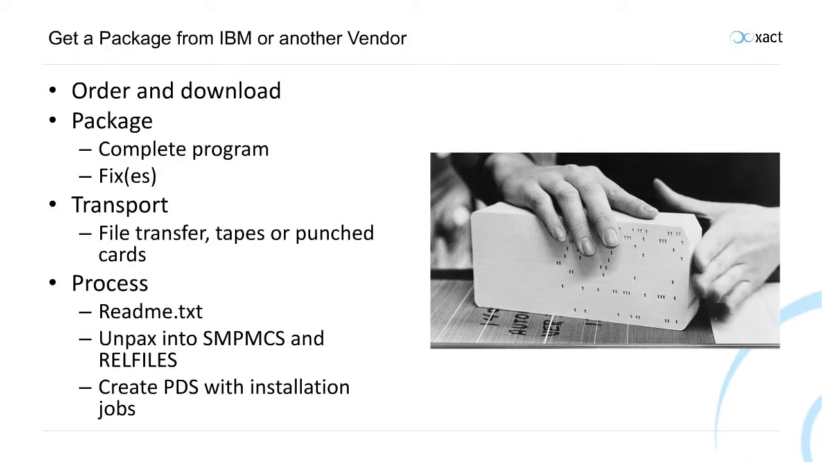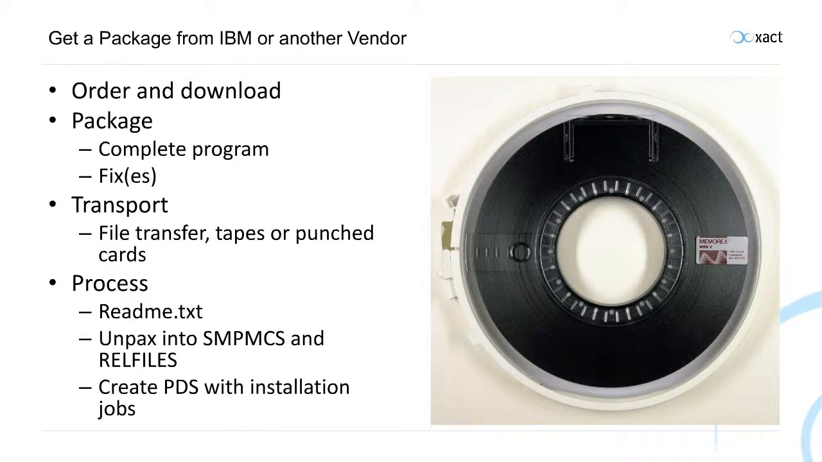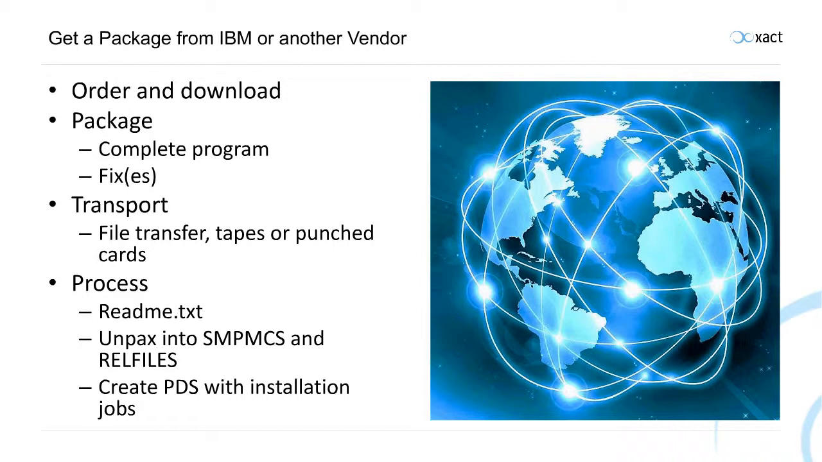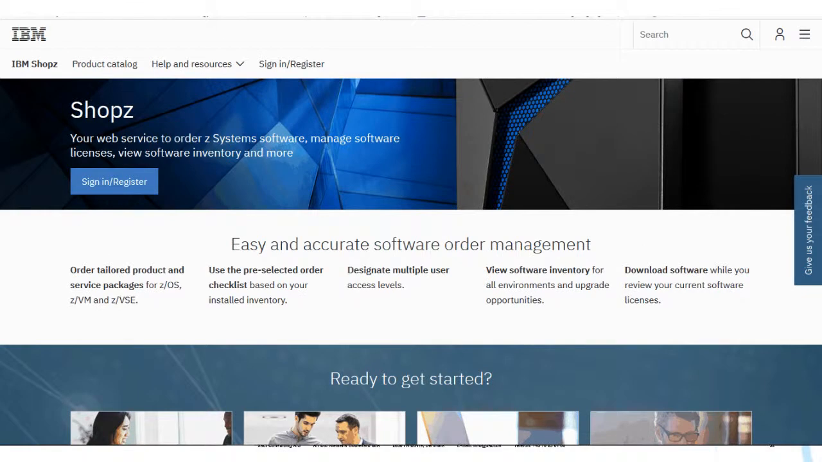You start by ordering and downloading the product or the fix. It is the same procedure for a full product or one or more fixes. The transportation has evolved over the years. Today we do everything by download over the internet. This is the home page of IBM Shop Z, from where you would order and download.